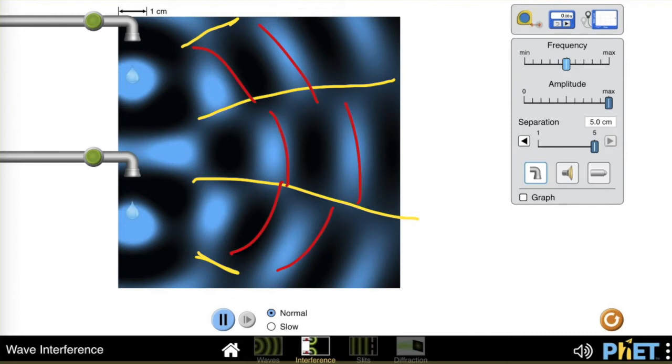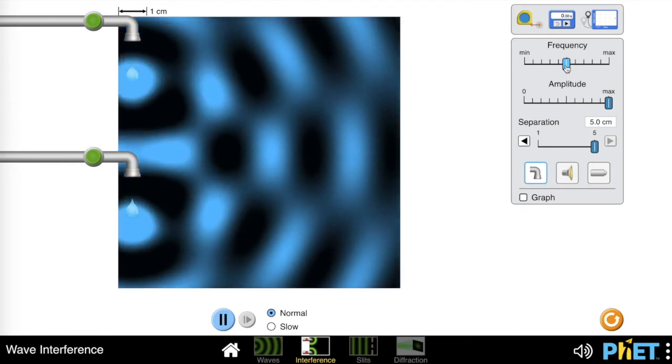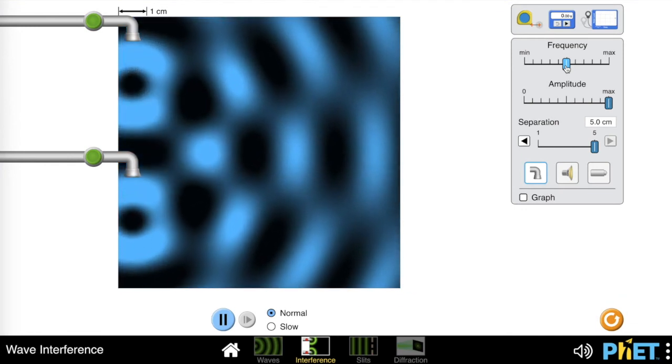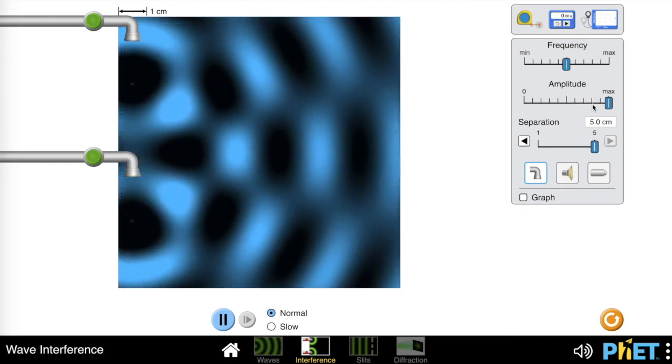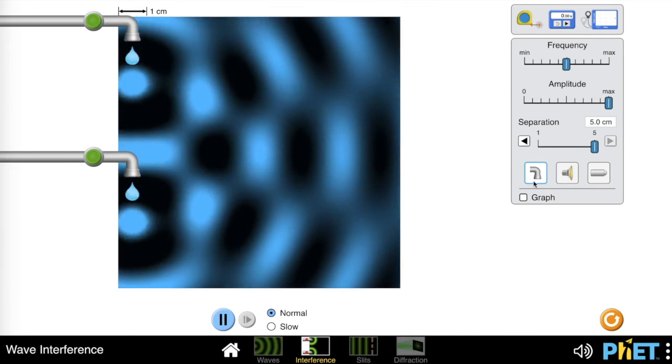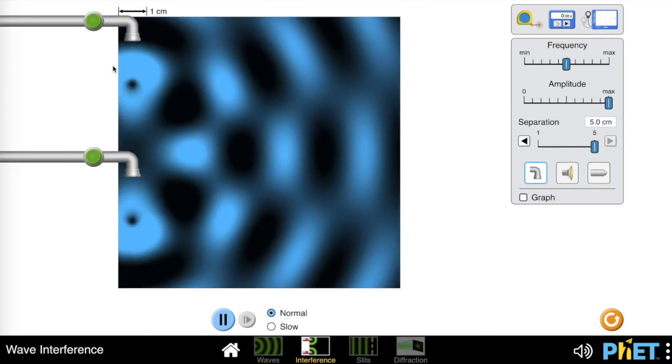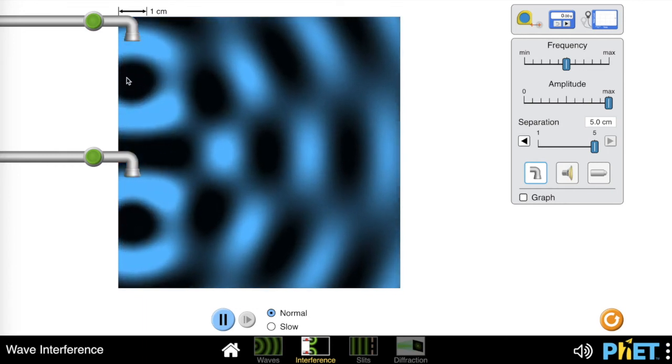You make the frequency go up a lot, and you're going to have a much bigger interference pattern. So that's one way you can do it. Okay, you can increase the frequency or decrease the wavelength. Either way you want to look at it, increase the frequency or decrease the wavelength, and you're going to have a much bigger interference pattern. The other way to do it is to change the distance between these two drippers.